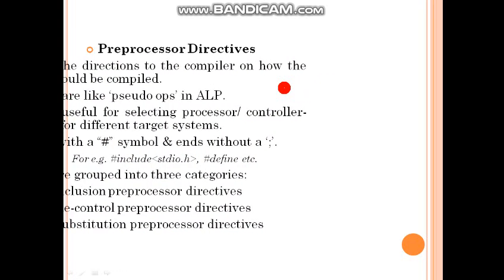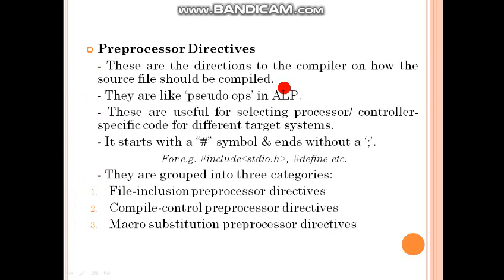The preprocessor directive is one of the directions given to the compiler on how the source file should be compiled. The way by which the source file is compiled is given by the preprocessor directive. They are like pseudo-ops in ALP, which are very useful for selecting the processor or the controller for specific code for different target systems. It starts with the symbol hash and ends with the symbol invert.